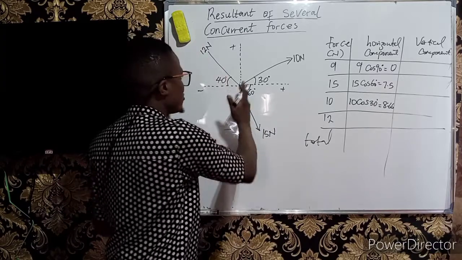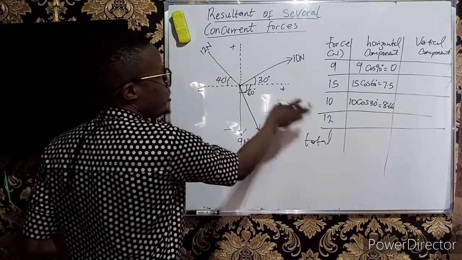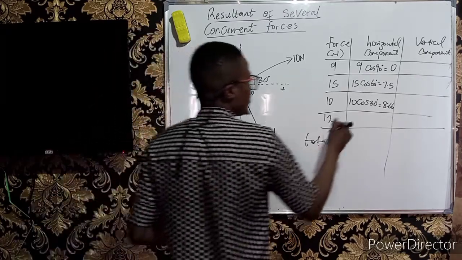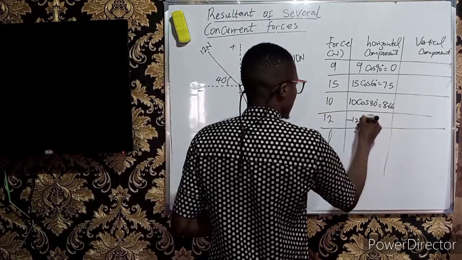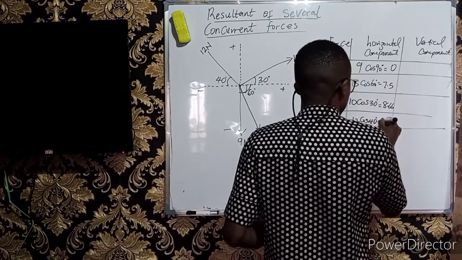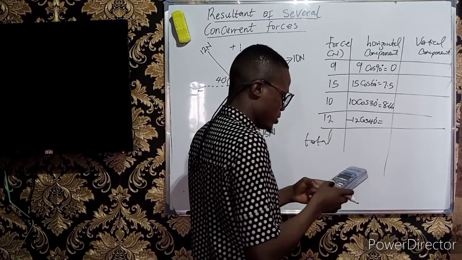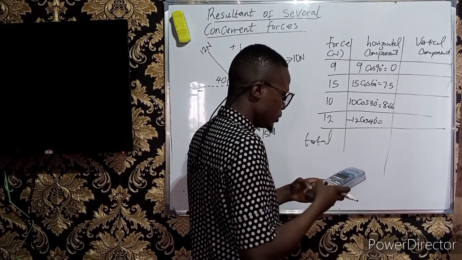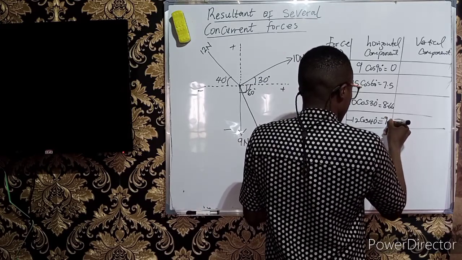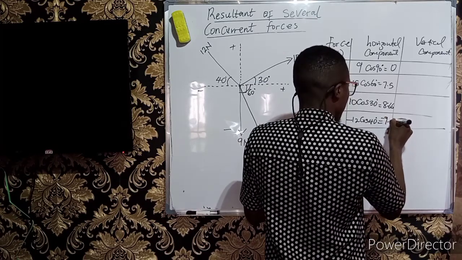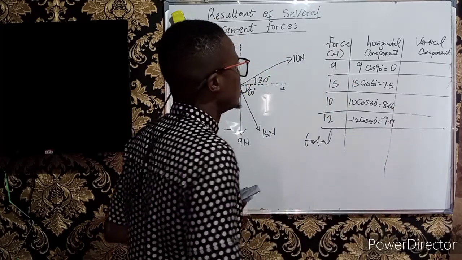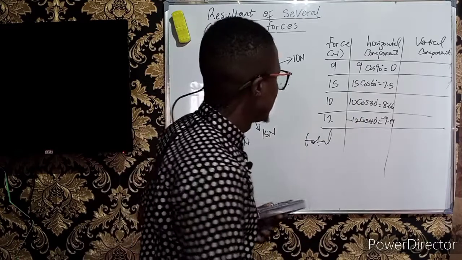But the 12 Newton force is at the left. Then for the horizontal component, it is going to be negative because it is falling at the left. So this will give us minus 12 cos 40 degrees, the angle is 40 degrees. So minus 12 cos 40 degrees will give us minus 9.19. That is what it is giving us. So let us go for the vertical component.